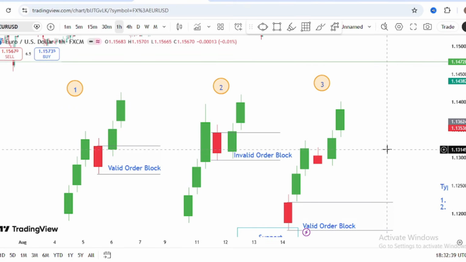An order block is not just a big candle, it is evidence of institutional absorption, and most traders mark the wrong ones. Today, you will learn how to identify the order blocks that institutions actually leave.